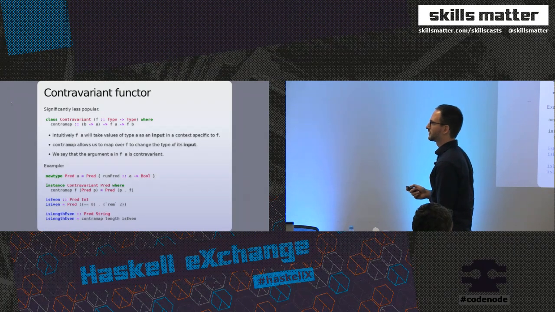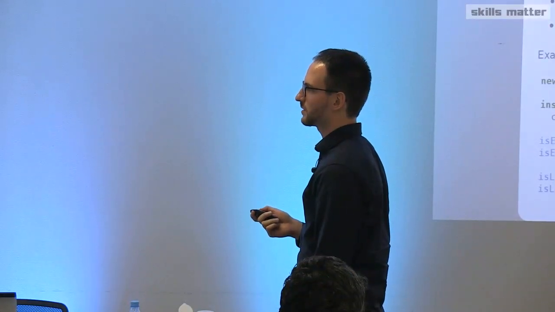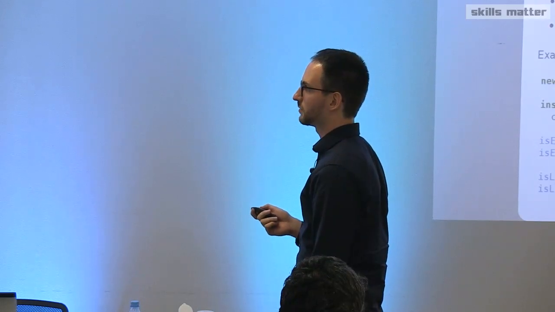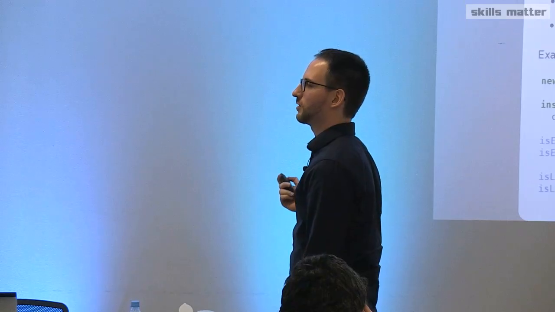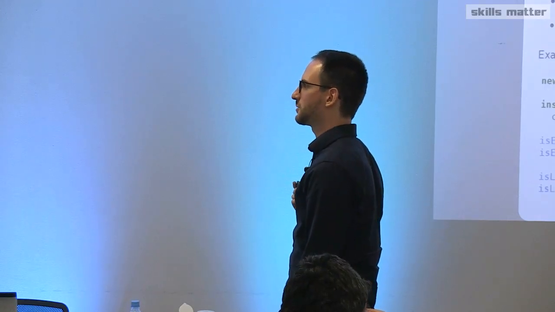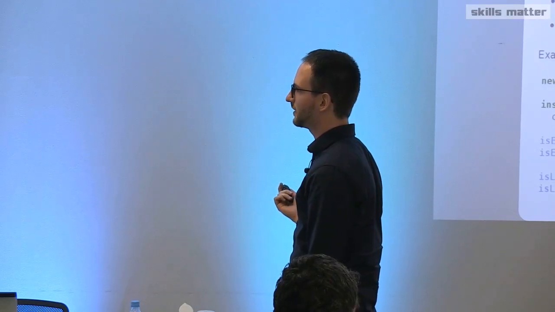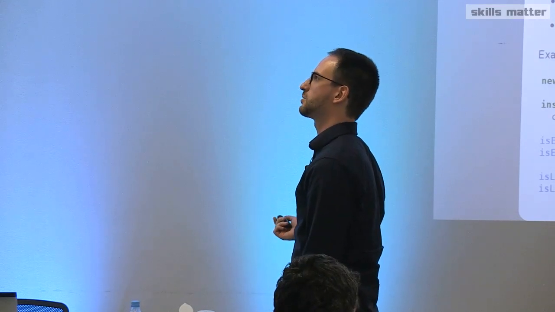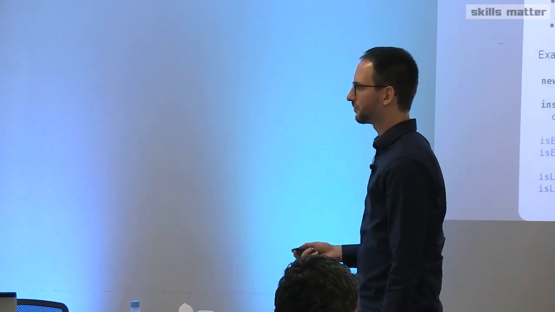And what is that, right? What does that mean? Intuitively, f of a will take values of type A as an input in a context specific to f. And contramap allows us to map over f to change the type of its input, right? So if it comes to covariant functors, we can think of something that produces things. And if it comes to contravariant functors, we can think of something that consumes things.